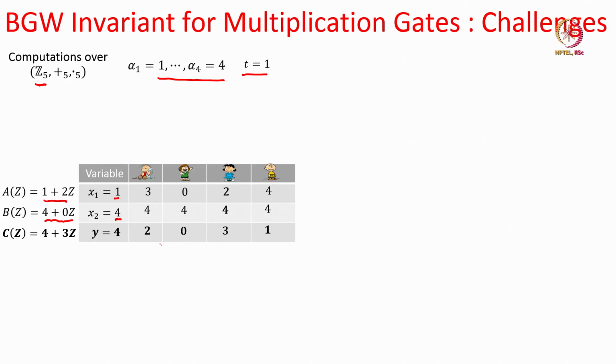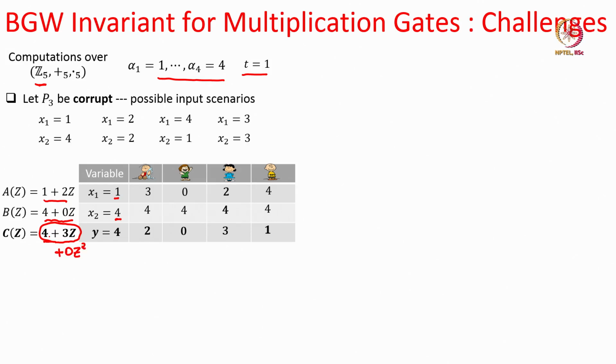interpolating the shares of y which have been made public, the parties will reconstruct a 2 degree polynomial 4 plus 3z. You might be wondering, it is not a 2 degree polynomial. Well, it is a 2 degree polynomial where the coefficient of z square is 0, and then they will take 4 as the function output.